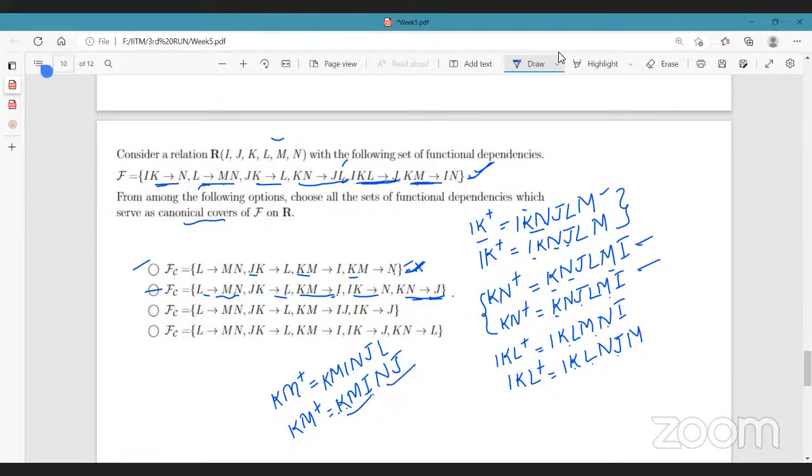So even if we remove N, which is the extraneous attribute here, we'll still get the same result for the Km closure. So by that, we can say that this is a correct canonical cover. So any doubt in this, or shall we proceed?